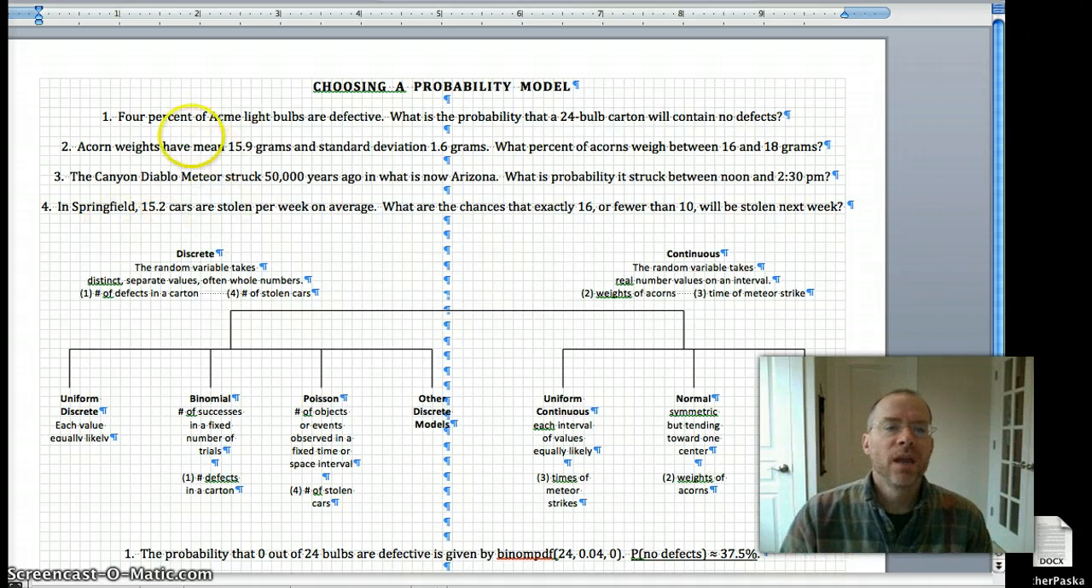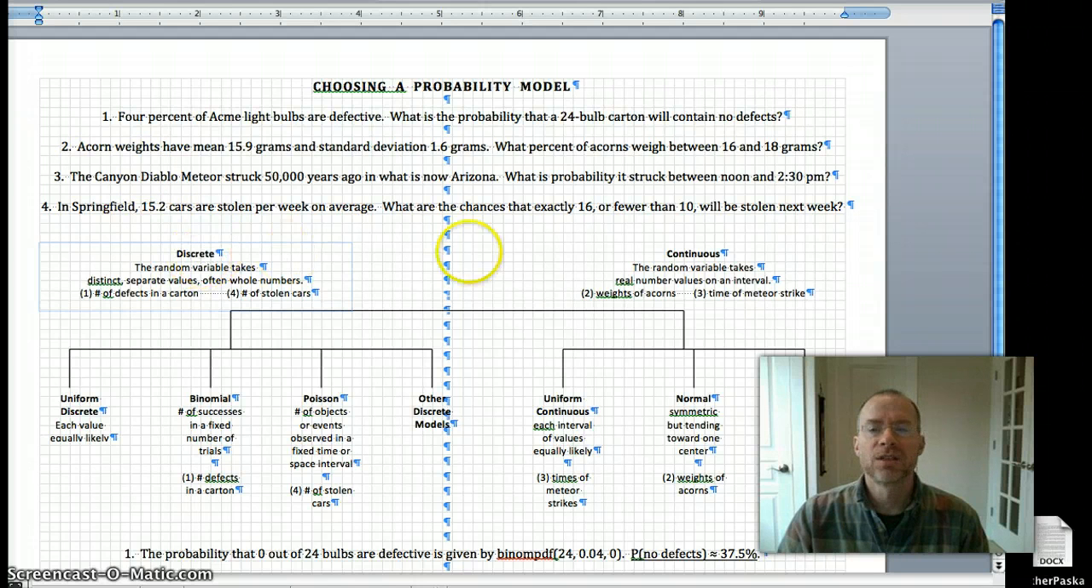Okay, so here's how I would go about choosing a model, and this is very much what you should be doing when you're doing those early matching questions too. It says, here's a scenario, what's the probability model? I would start out by thinking, is it discrete or is it continuous? Think about what the random variable is in the situation and whether it's discrete or continuous.